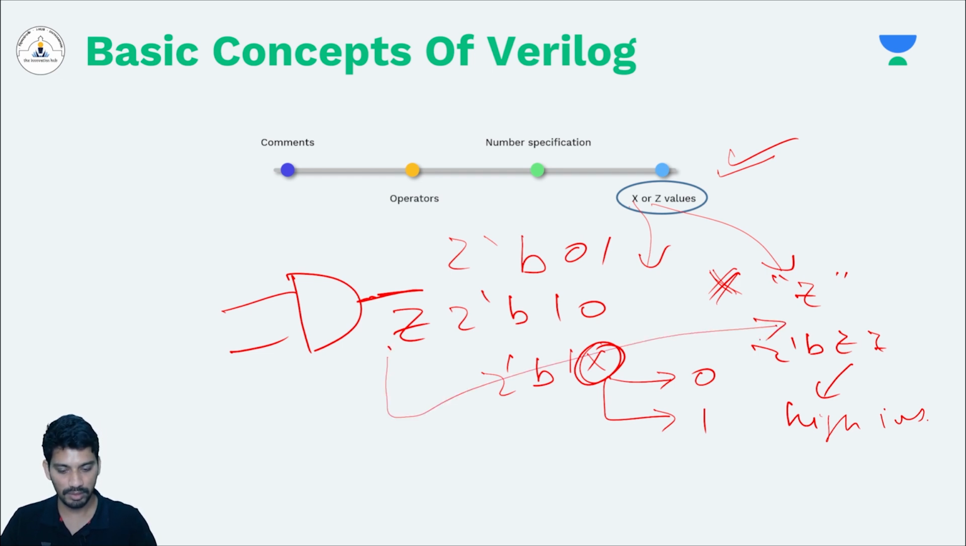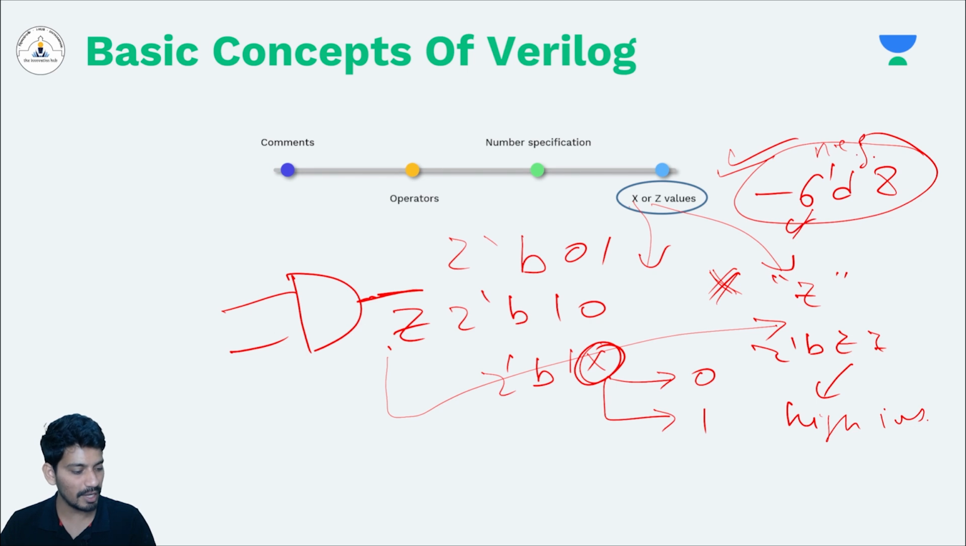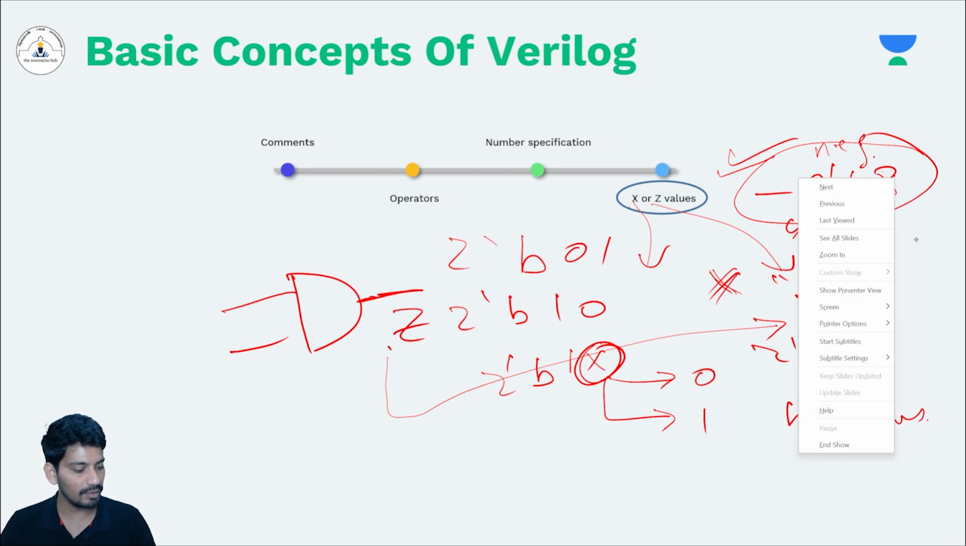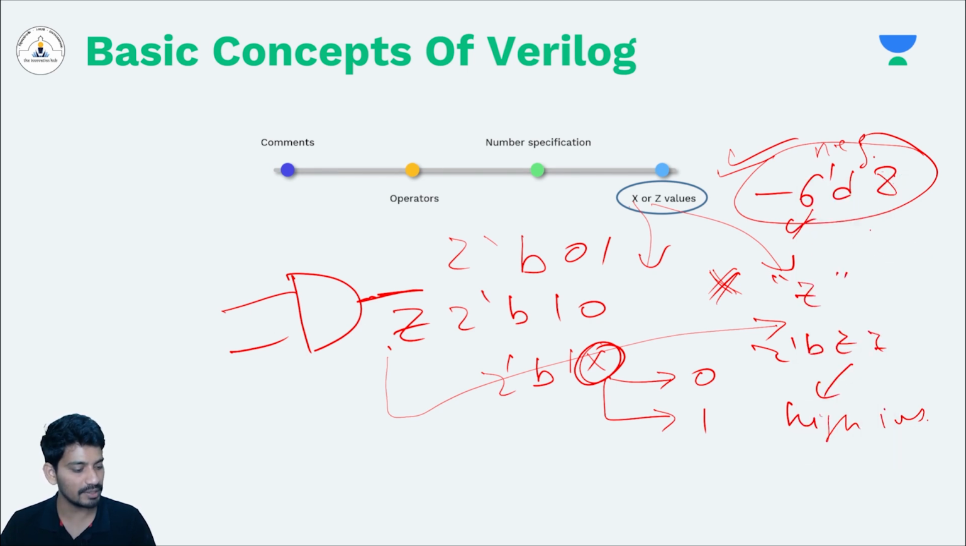Apart from this, you can have negative numbers also. You can specify negative numbers like this: -6 tick d 8. This will specify a 6-bit decimal number of value 8. But you cannot specify it like this, 6 tick d minus 8. This is illegal. You cannot specify the negative sign here. You have to specify the negative sign here. Okay.